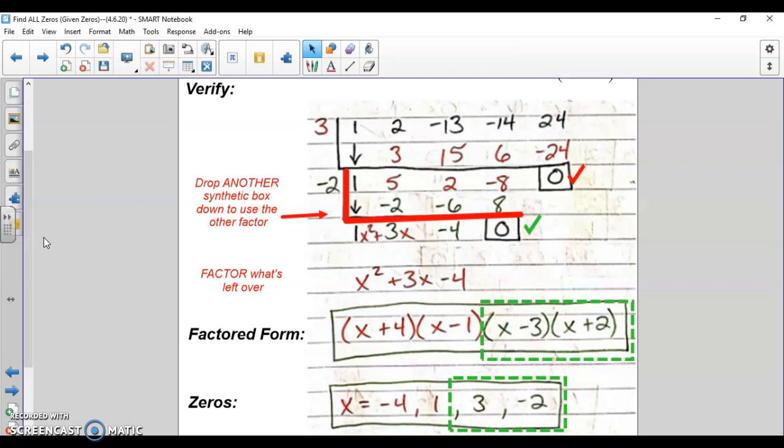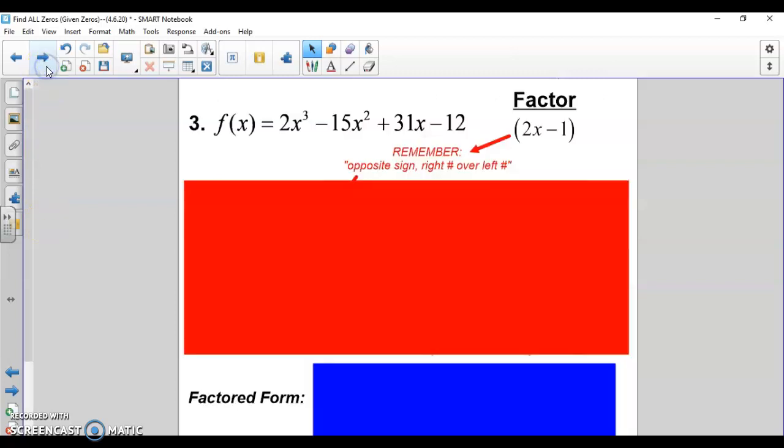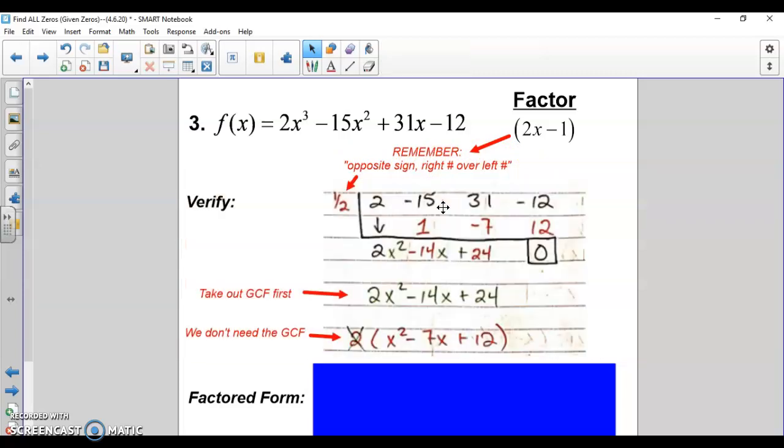I got two more examples, nothing different, just bringing in one tiny little twist right here. The factor is going to be a 2x minus 1. I give you this reminder here: opposite sign, right number over the left number. That's our verification process, that's our setup. So 2x minus 1, opposite sign is a positive, 1 over 2 is positive 1/2. That's how I get that number.